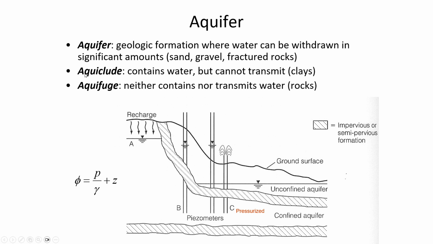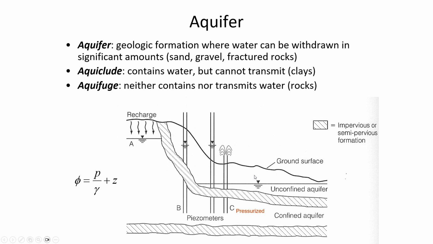And we distinguish that from an aquiclude, which has water but doesn't really transmit it because the hydraulic conductivity of materials like clay is so low, or an aquifuge, which is something that doesn't have water and also can't transmit it. This is showing the difference between an unconfined aquifer and a confined aquifer.